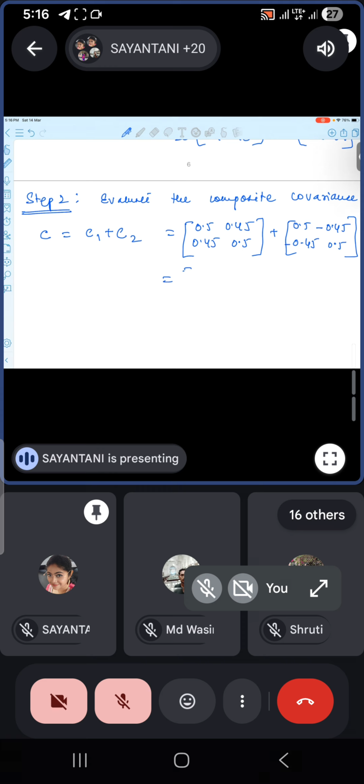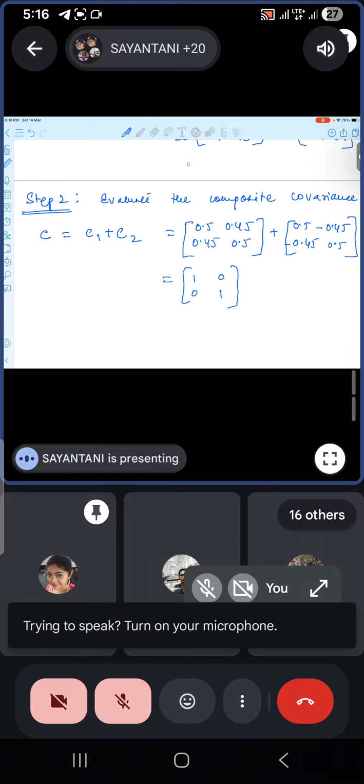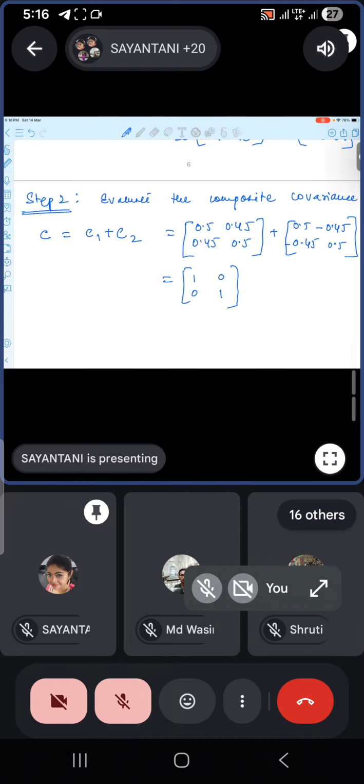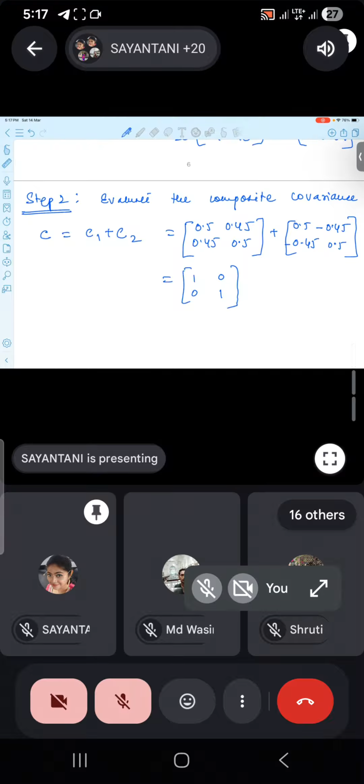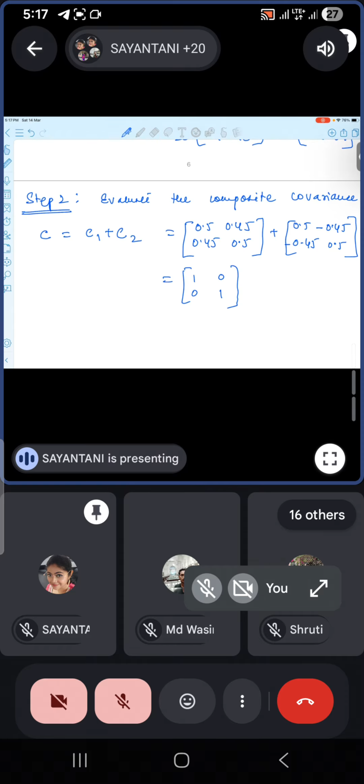So adding them, you will get this as the output, and this is nothing but what kind of matrix is this? Yes, what kind of a matrix is this? The name of the matrix starts with I. Right, it's an identity matrix. Okay.